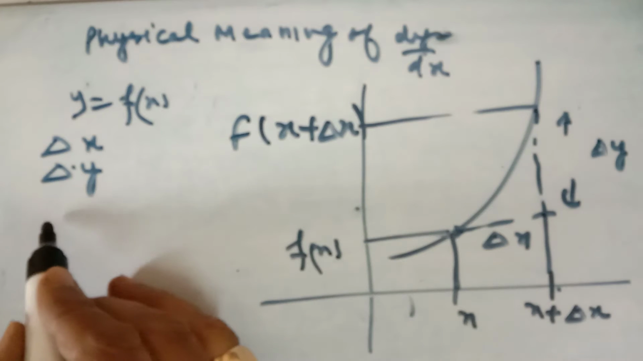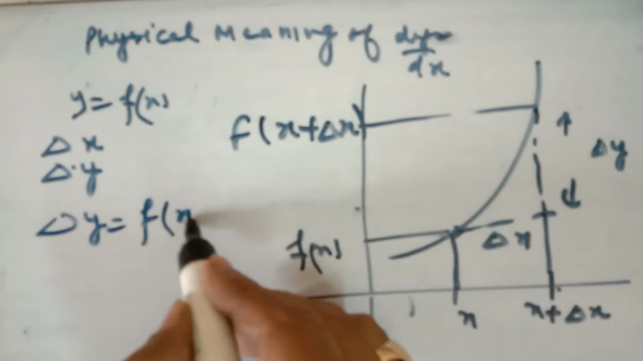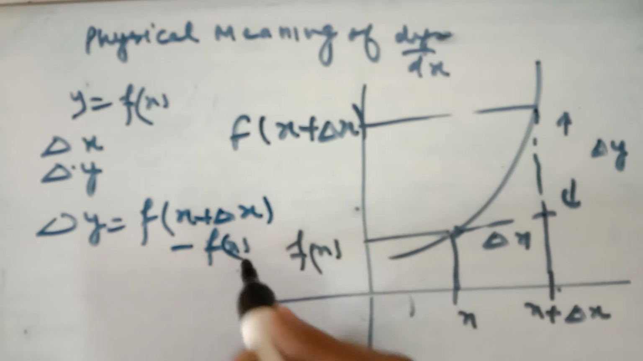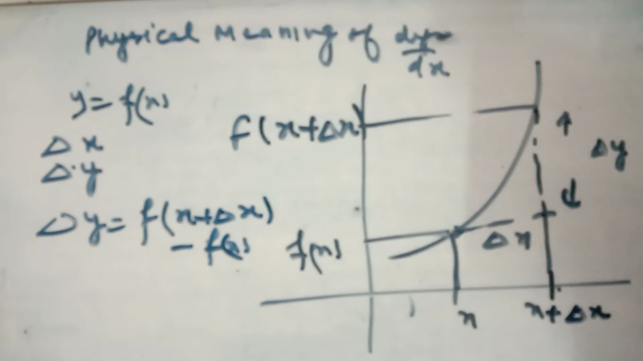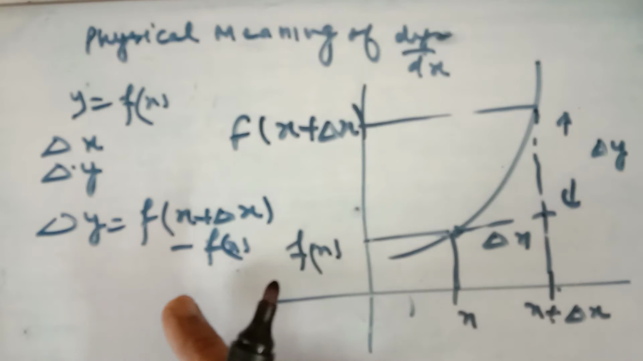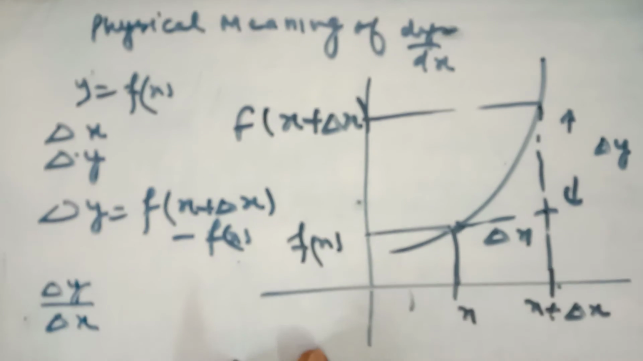So delta y will be equal to f(x + delta x) minus f(x). The change in the value of y, that is this minus this, will be the value of delta y. Now the average rate of change of y with respect to x will be delta y upon delta x.